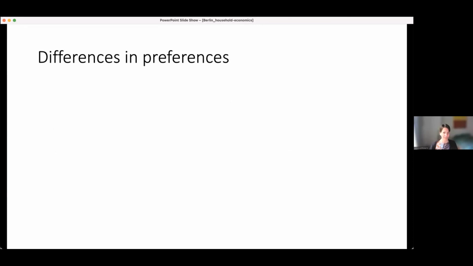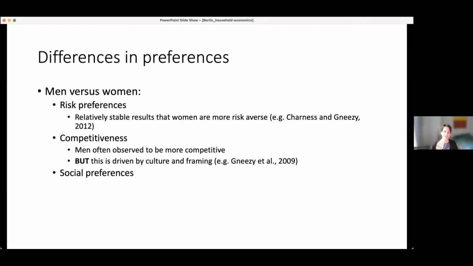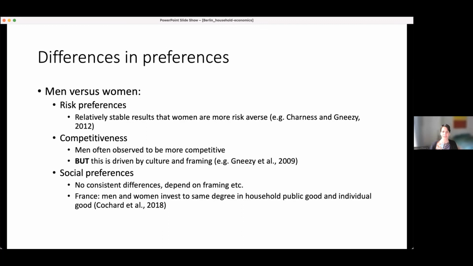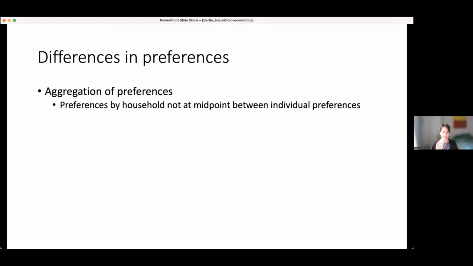Then we have differences in preferences. I'm going to go really quickly over that because we've seen that. Obviously in most couples, we have men and women. So we have all these different gender and sex differences with respect to risk aversion, with respect to competitiveness, with respect to social preferences. I'm not going to repeat what we've already seen before. But basically, we have these different preferences, but now we have to think about how this is going to be aggregated in the couple. So what's the aggregation of preferences?